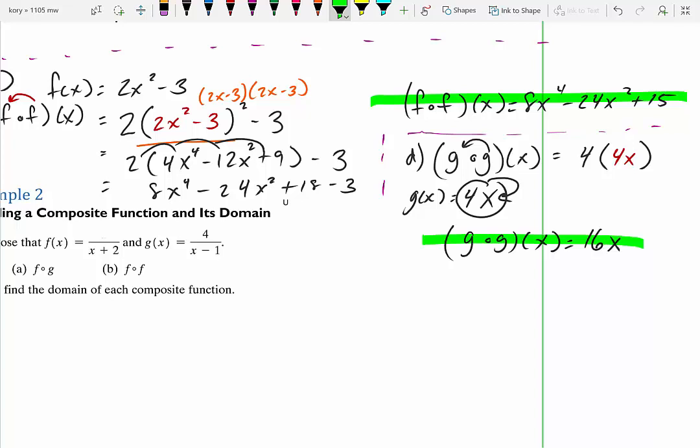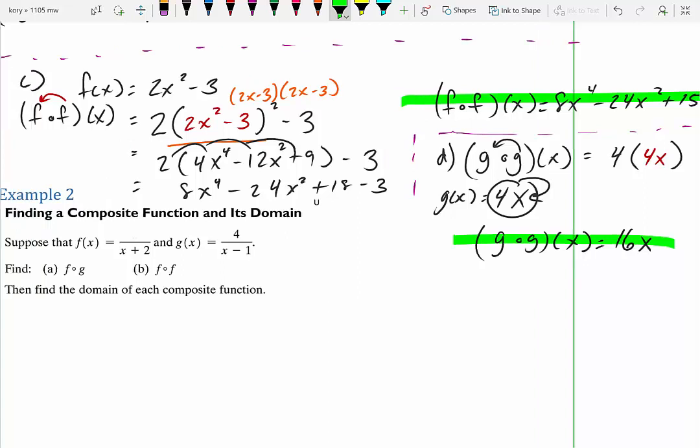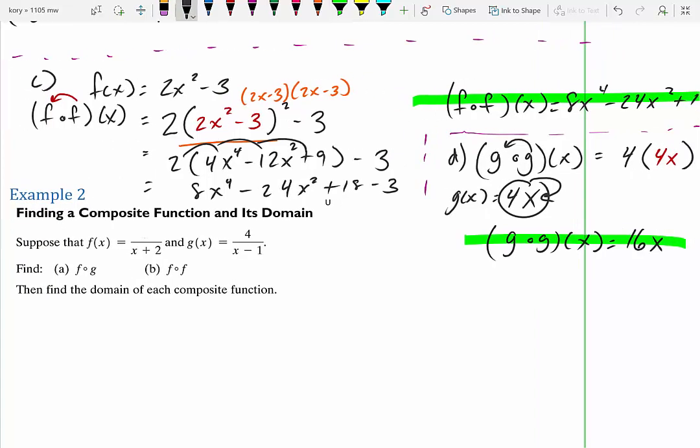Yep. So, all right. Can we go on to example 2? Cool. All right, example 2. I have no idea why it's not showing, but it's supposed to be 1 over x plus 2. So we want to find composites. Suppose that f of x equals 1 over x plus 2, and g of x equals 4 over x minus 1. And we're also going to find the domain. We're going to start finding the domain now.